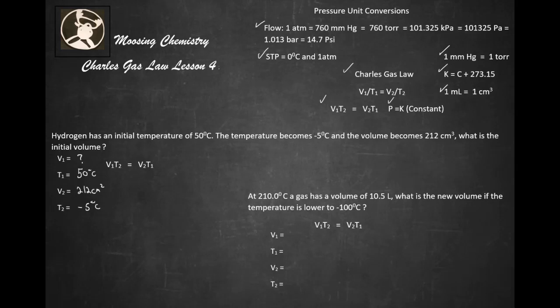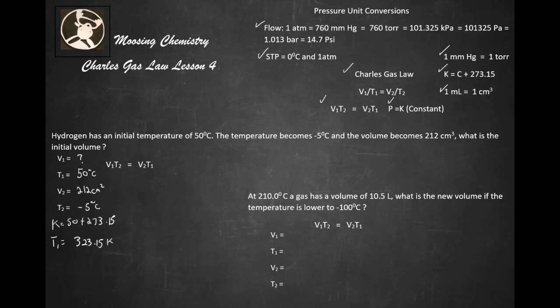Okay, first things first, we have to convert our temperature. So K equals 50 plus 273.15. So our T1 temperature in Kelvin is going to equal 50 plus 273.15, and that's going to equal 323.15 K.